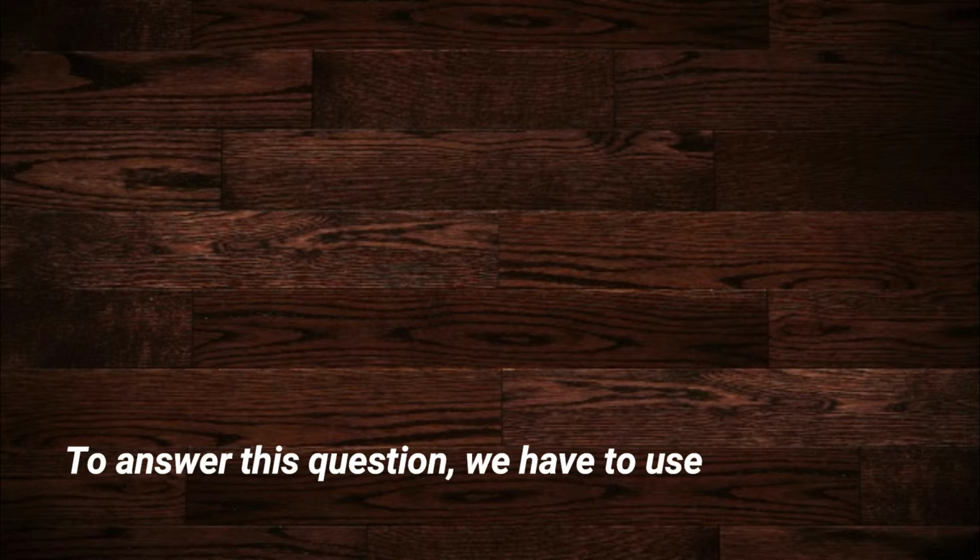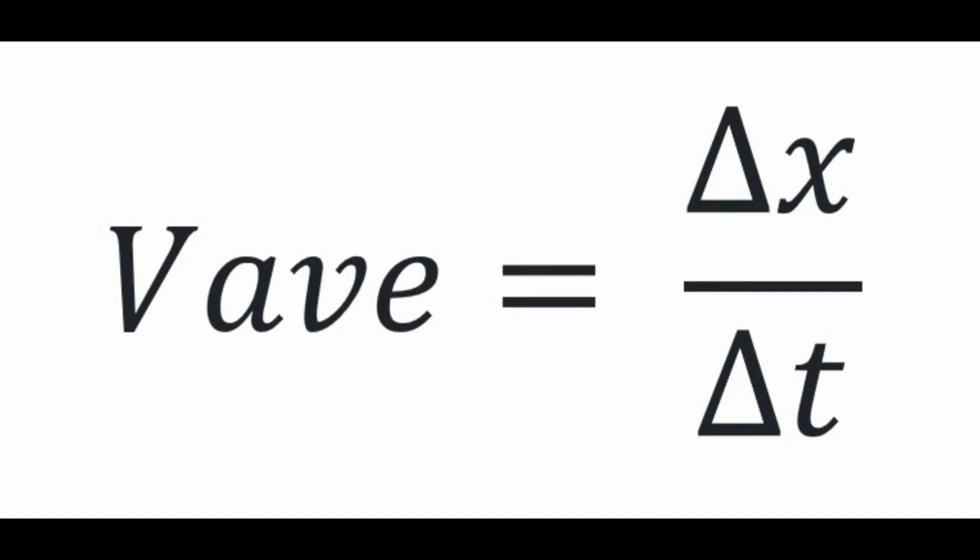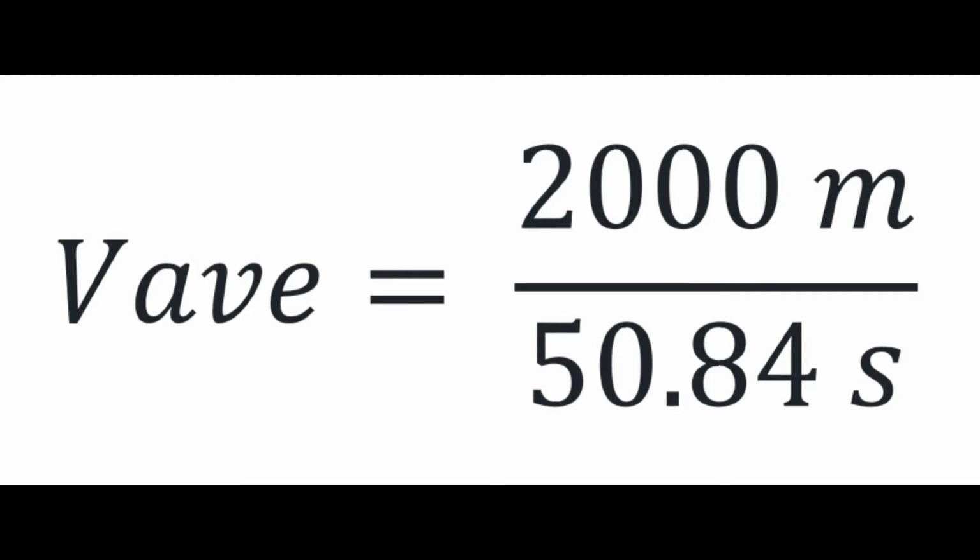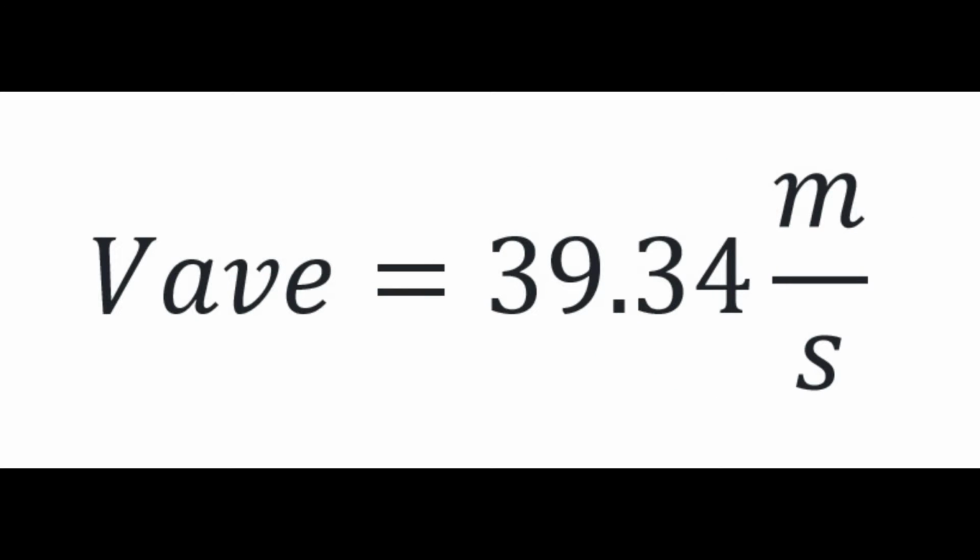Lastly, we're going to calculate Michael's velocity. So the formula you're going to use is like the first one. Average velocity is equal to delta x divided by delta t. And we're going to input the values given. 2000 meters divided by 50.84 seconds is equal to 39.34 meters per second.